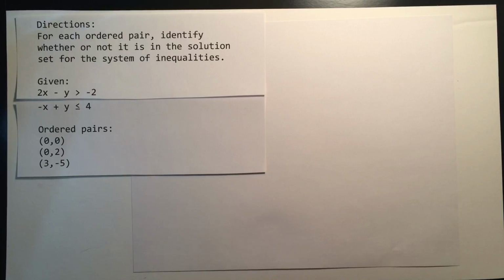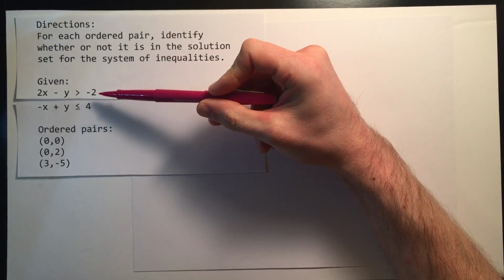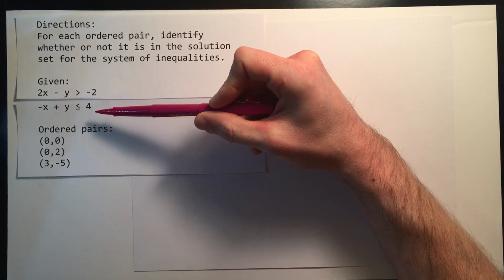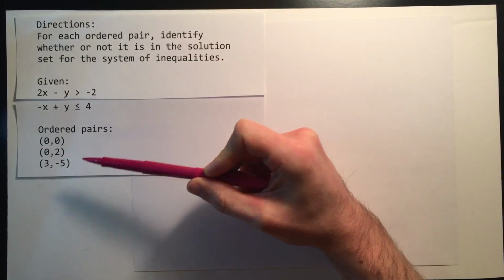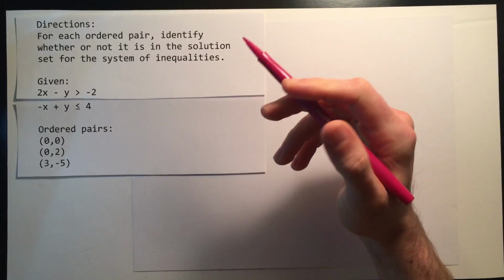Let's read the directions to this problem. For each ordered pair, identify whether or not it is in the solution set for the system of inequalities. Given 2x minus y is greater than negative 2, and negative x plus y is less than or equal to 4. The ordered pairs that we're given are (0, 0), (0, 2), and (3, -5).